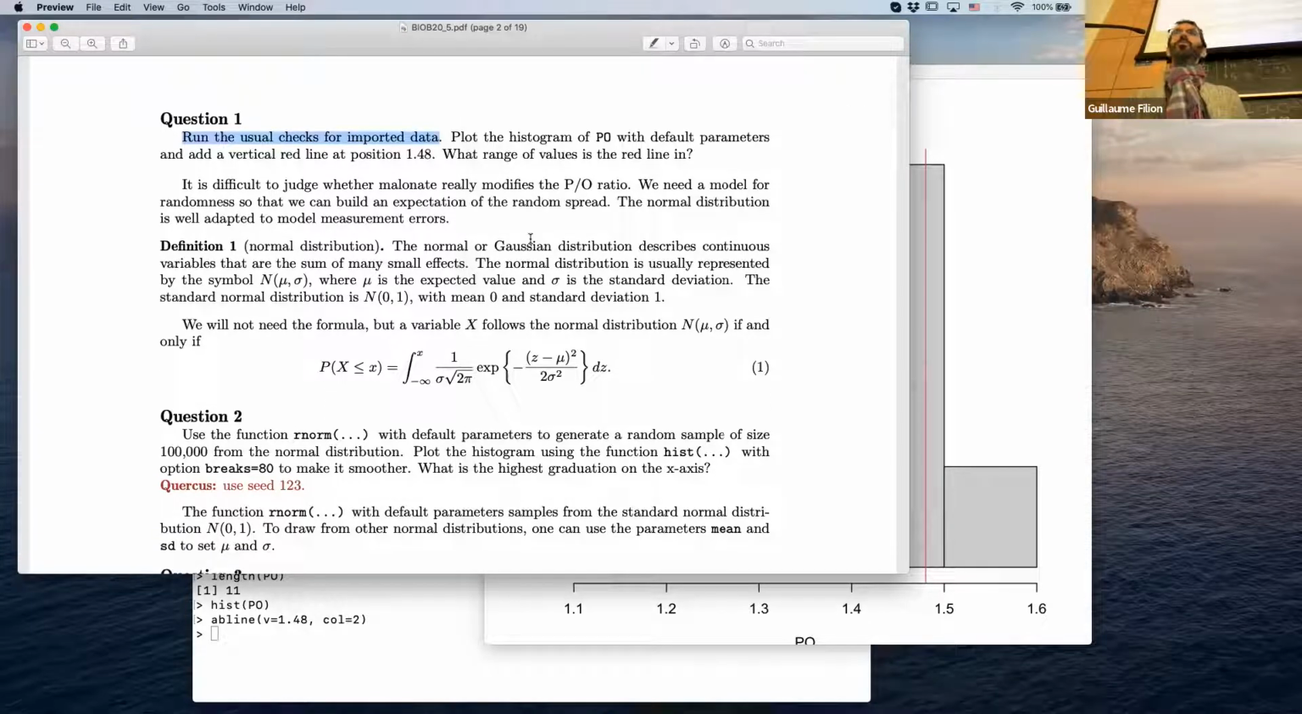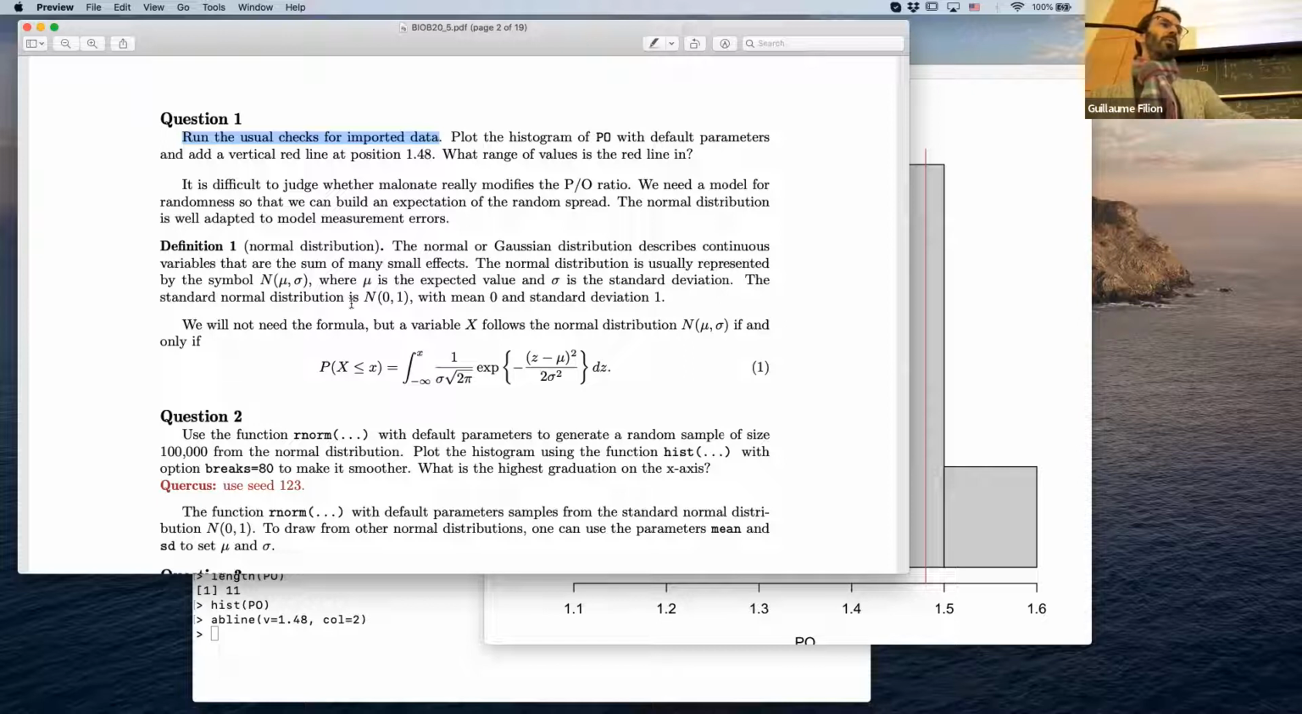So we're going to assume that the measurement errors that are typical of experiments are well modeled by the normal or Gaussian distribution. The normal distribution describes continuous variables that are the sum of many small effects. It is usually represented by the symbol N(mu, sigma), where mu is the expected value and sigma is the standard deviation. The standard normal distribution is N(0,1). So when we say standard, we mean that mu is equal to 0 and sigma is equal to 1.